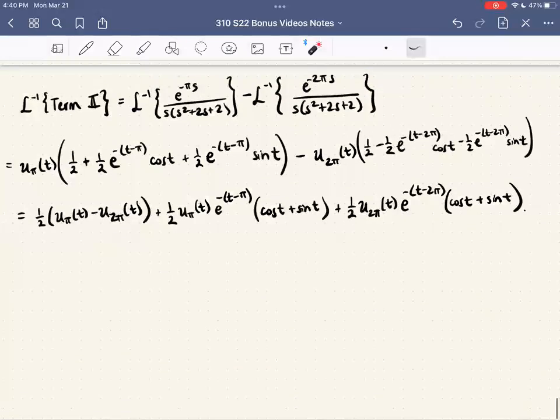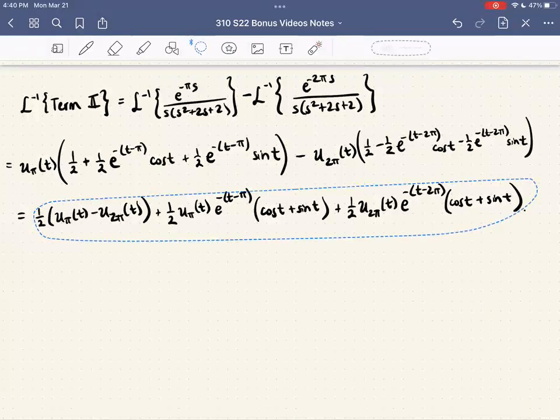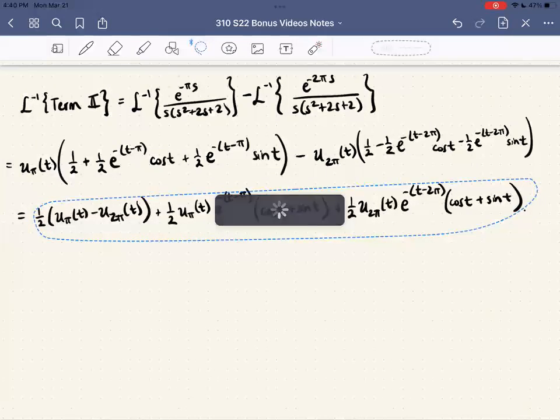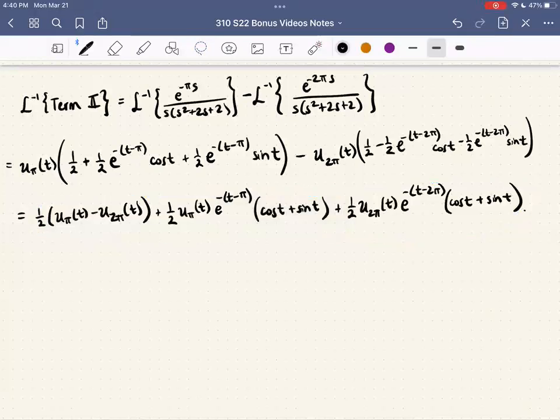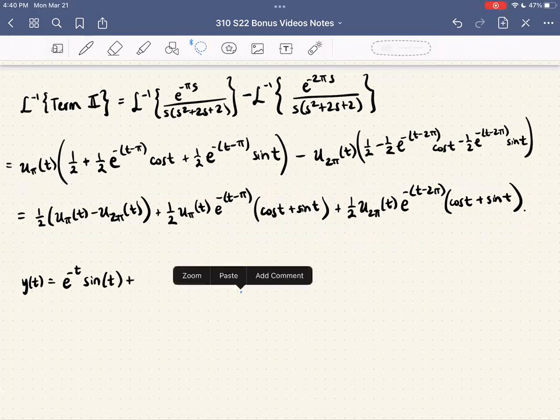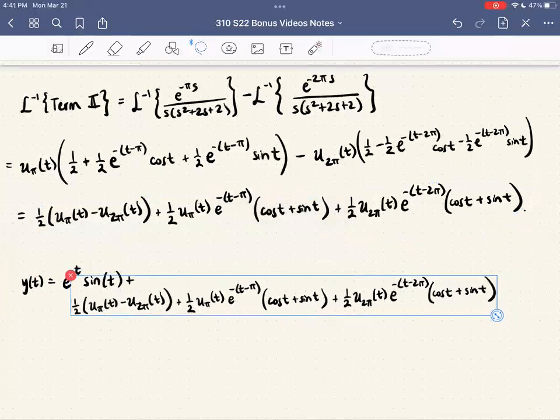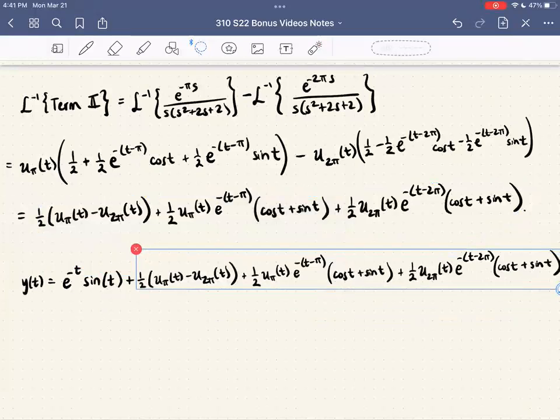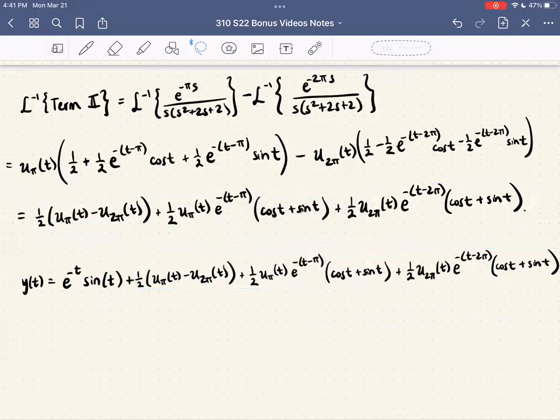So let's go all the way back down. I'm just going to copy this. Okay. So I have y of t is e to the negative t sine t. That's what we had from the first part of our solution, plus this whole expression that we just found, which I need to make smaller so that it fits on this line. There we go. This is our solution to the initial value problem.